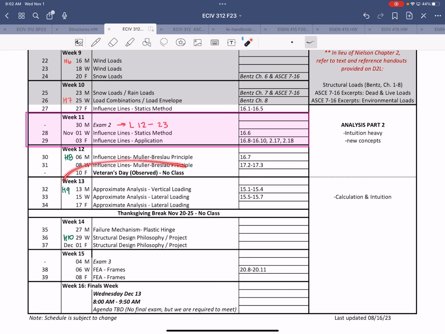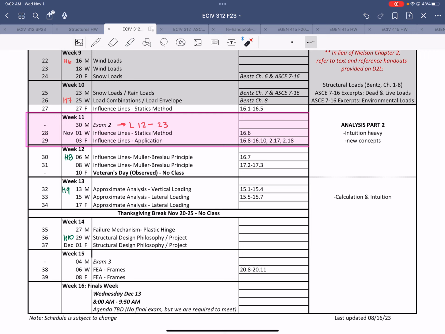Next Friday, we don't have class in observance of Veterans Day. So your homework 8 on snow loads is due next Monday. And then homework 9, I will assign this week. It will be due the following Monday.